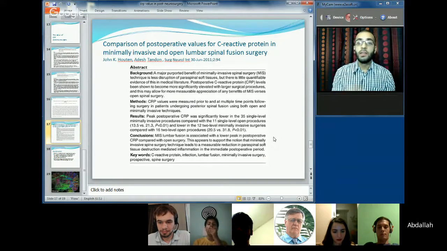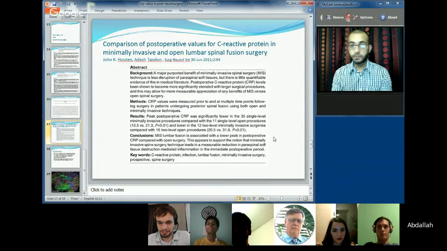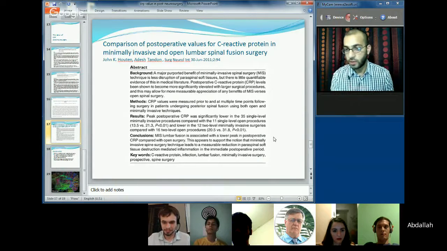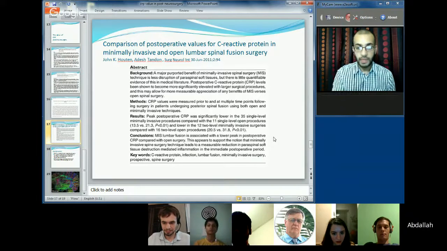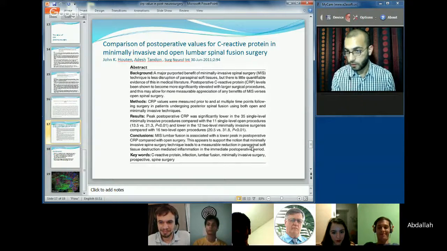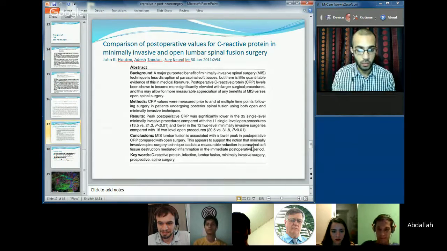So once again, the CRP here correlates with the inflammatory status of the patient, and it's used in a very systematic way in order to study the safety of neurosurgical procedures. Here in this study, confirming the fact that minimally invasive procedures are safer regarding the fact that they do not induce inflammations and so on.